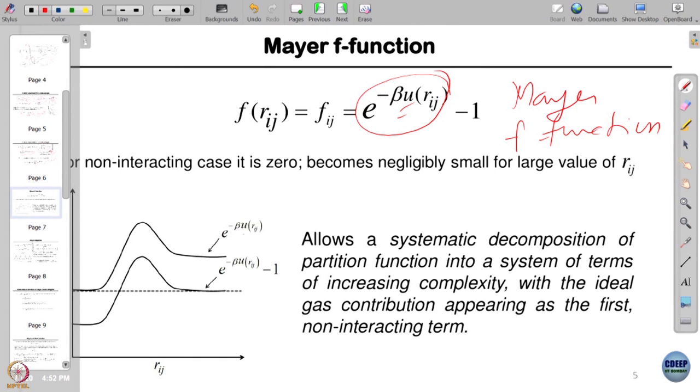So e^(-βu_ij), which was causing the problem, was stopping at 1, but now I have taken out the 1. Before that, at short distance, where u is infinity, it was starting from 0, and at intermediate distance, when there is attraction, it becomes greater than 1. Now I am taking out the 1, so it starts from minus 1. It can go above 1 or so depending on the depth of the attraction, but at long distance it goes to 0. This is the 0 line. So it is very good now, I can try to do this integration.